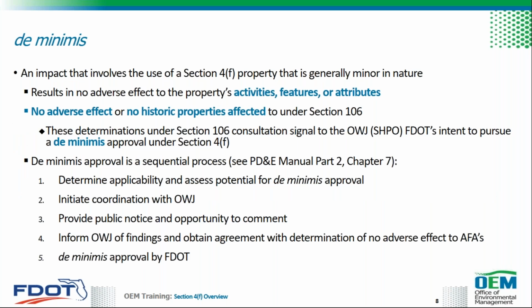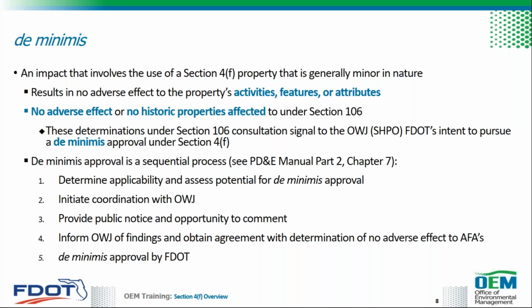So like I said, we can't approve the use of a resource unless it meets those previous conditions or if the use is de minimis. So a de minimis impact is one that involves the use of a property, but it's generally minor in nature. So there's going to be no adverse effect to the property's activities, features, or attributes. For historic resources, that would be a no adverse effect determination or a no historic properties affected determination under Section 106. If you're dealing with historic resources, you're going to be consulting with SHPO as your OWJ for the project.